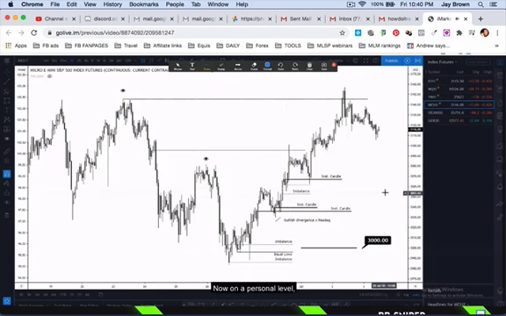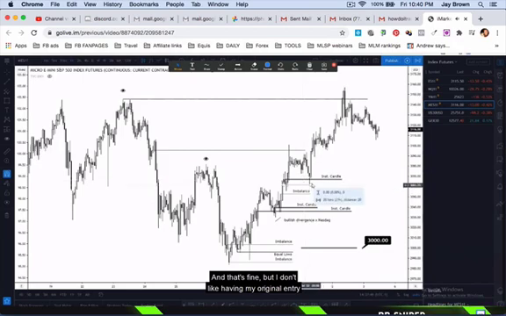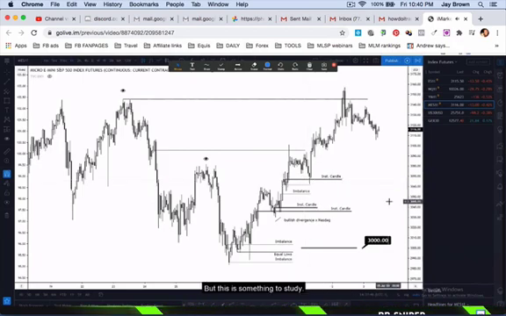Now, on a personal level, meaning this is the way John Phibb does it. Me, if I can't get near the low of the week, I typically don't like buying this late. It can be done. This is really more for stacking, like buying back in here and then buying again, and that's fine. But I don't like having my original entry this late in the trend. But this is something to study.